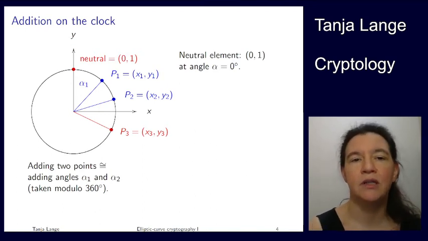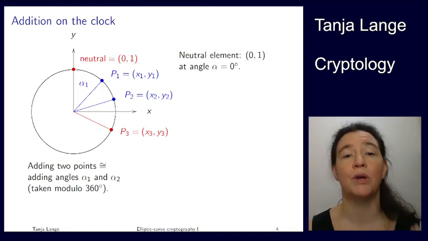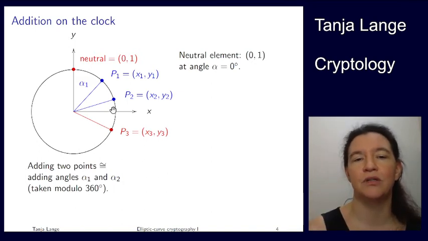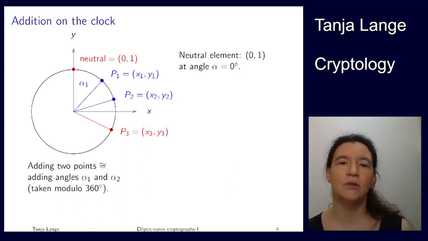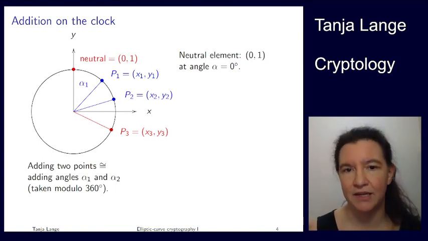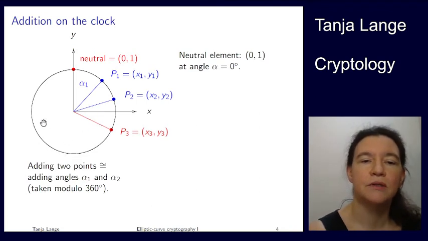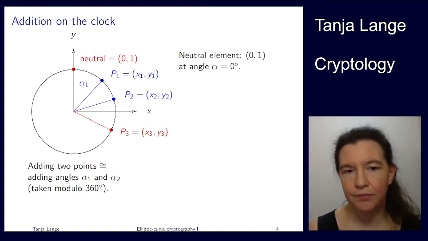Now let me take a moment for those who are mathematically trained. I'm putting the 0 up here and I'm going clockwise because we're on the clock. If you're used to the unit circle, then you're typically going counterclockwise and you're putting the neutral element here. This is addition on the clock, and there is a good reason for doing it, which will become clear in one of the next lectures. And okay, once you have reached 360 degrees, well, you're back to 0.